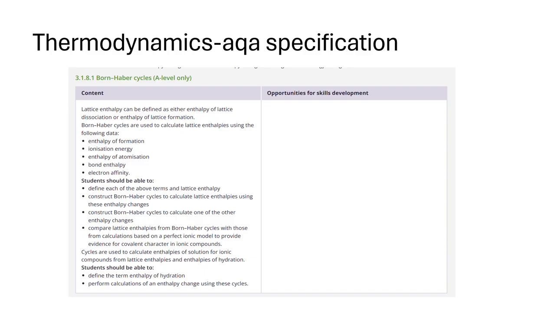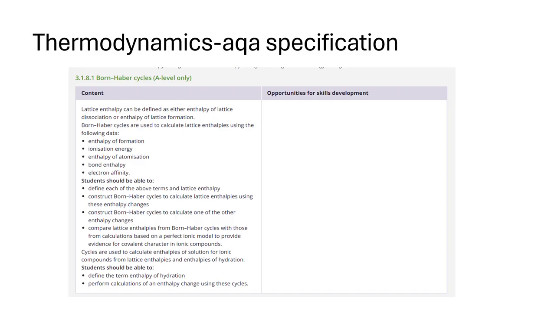So this is the spec. We'll be going through lattice enthalpy, defining lattice enthalpy, and also the types of enthalpies such as the enthalpy of formation, ionization energy, enthalpy of atomization, bond enthalpy, electron affinity, and we will also go through the above terms and lattice enthalpy, construct the Born-Haber cycles, and use them to calculate lattice enthalpies using the enthalpy changes.